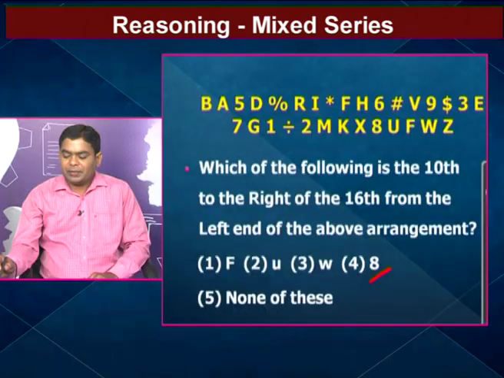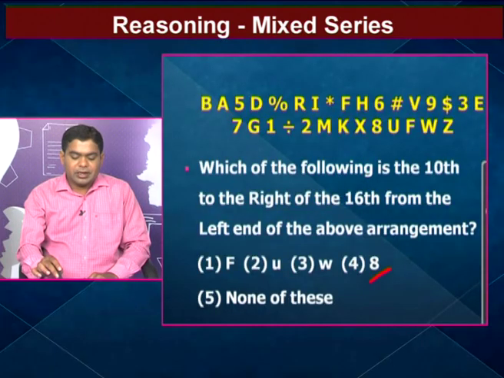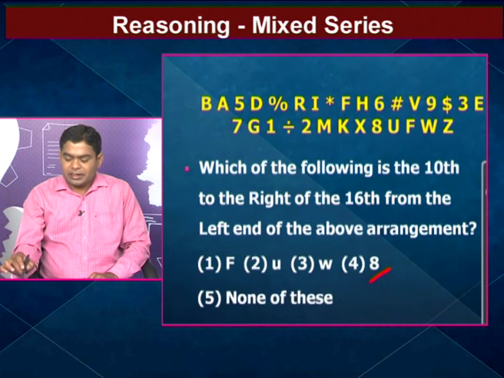By observation, the 15th element is dollar, the 18th element is 7, the 21st element is division, the 24th element is K, the 25th is X, and the 26th is 8. So the answer is 8, which means the fourth option is our answer. So we go to the next question.